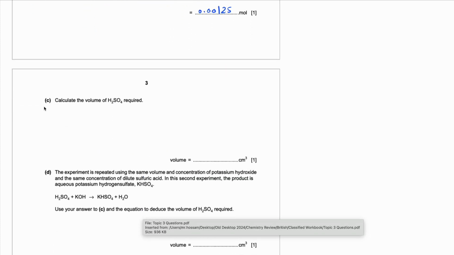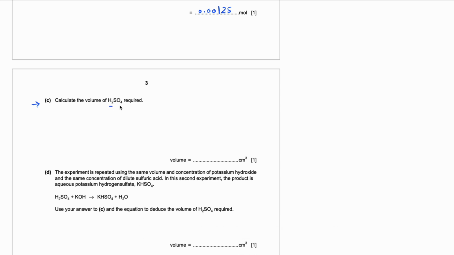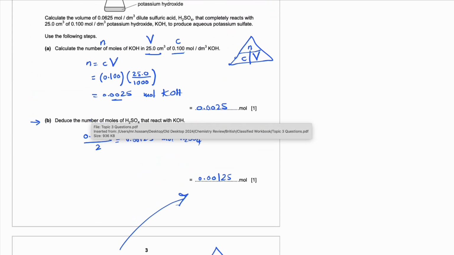Question C. Calculate the volume of sulfuric acid required. Once again, remember the triangle. Here we have the triangle of concentration, n, c, v. So now we're asking for the volume. So v equals n over c of the sulfuric acid. We know the number of moles of sulfuric acid from that previous step, okay? And we know the concentration, which was given at the top here.